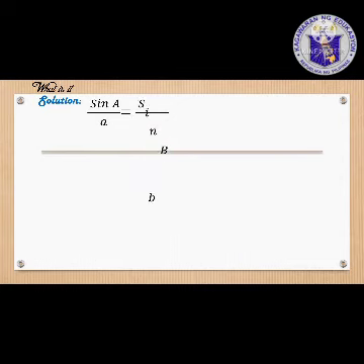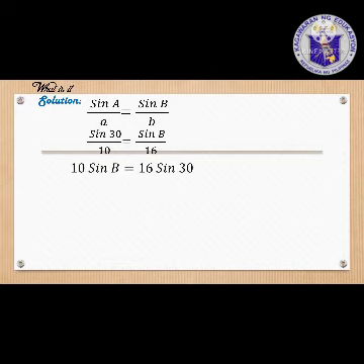Sine A over A equals sine B over B. Replace with what are given: sine 30 over 10 equals sine B over 16. Cross multiply: 10 sine B equals 16 sine 30. Isolate: sine B equals 16 sine 30 divided by 10.